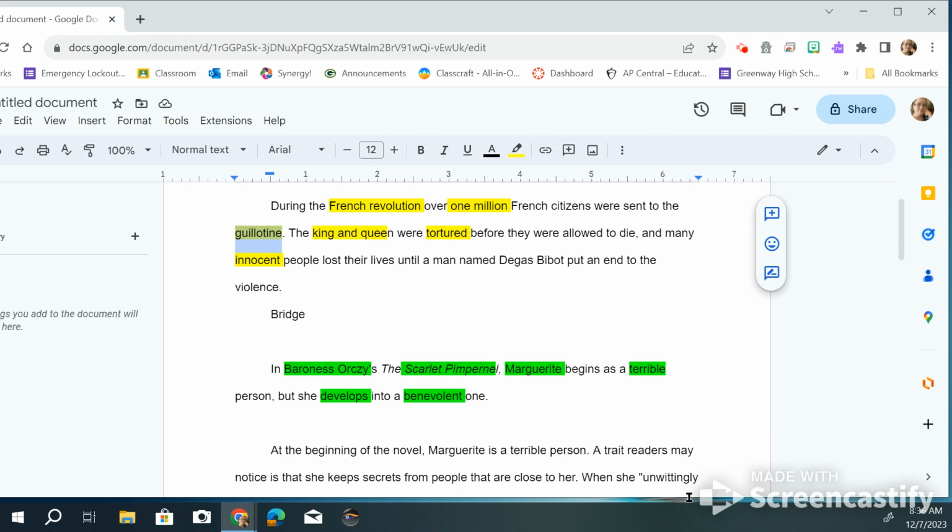So my bridge might be, in Scarlet Pimpernel, Baroness Orsi writes about these tortured and innocent people. Bam, bridge. Baroness Orsi, Scarlet Pimpernel, tortured, innocent. Any sentence that includes words from the top and words from the bottom in the same sentence is a bridge. Any sentence. One character named Marguerite takes a stand during the French Revolution in a famous novel written by Baroness Orsi. Bam! Bridge.